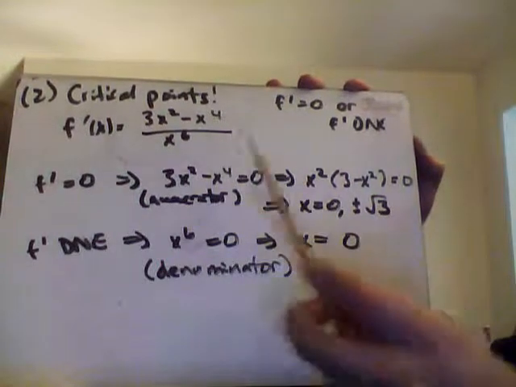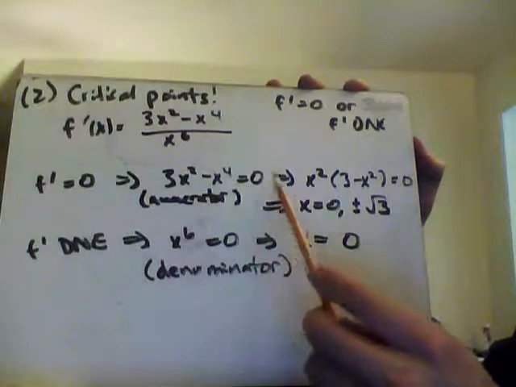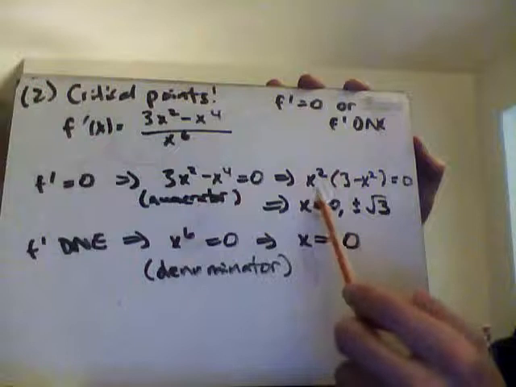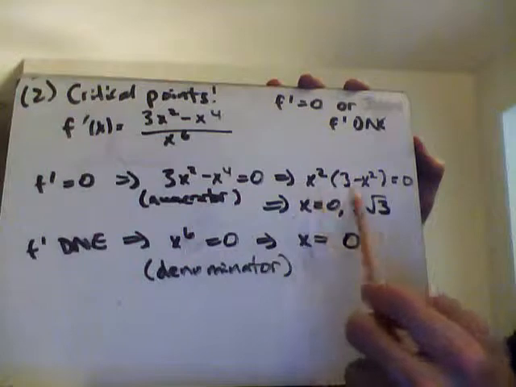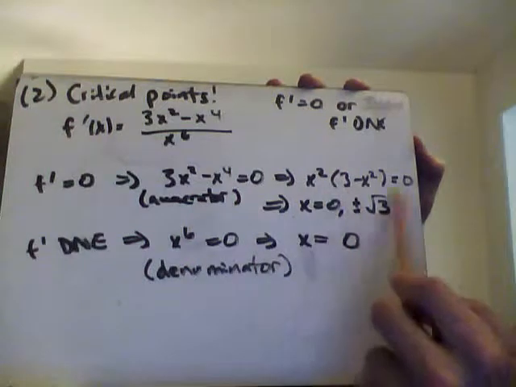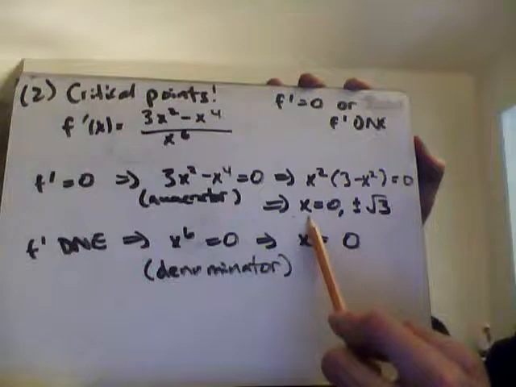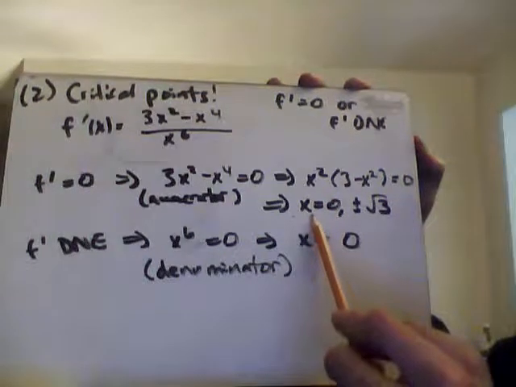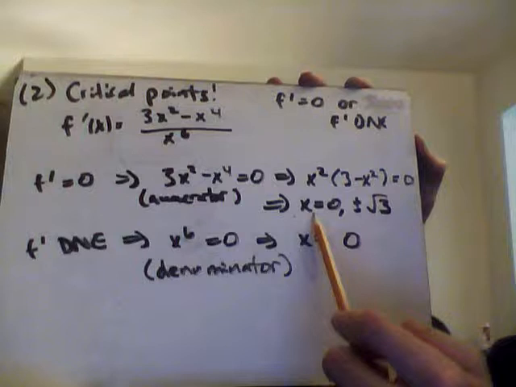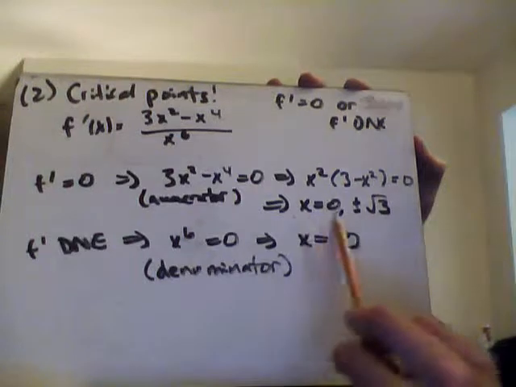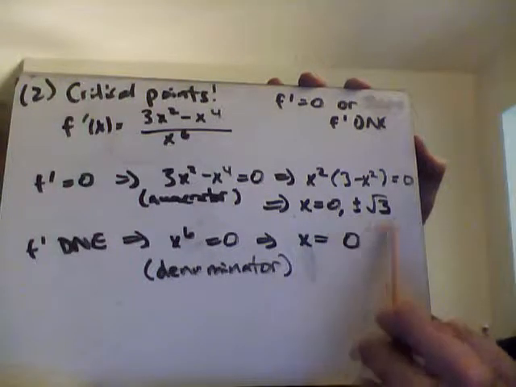In this case, our numerator is 3x squared minus x to the 4th. When we set that numerator equal to 0, we can factor out an x squared, and we get x squared times 3 minus x squared is equal to 0. This leaves us with 3 critical points from where the derivative is possibly equal to 0. I'm going to explain what I mean by possibly in just a minute. Those points would be x is equal to 0 and x is equal to plus or minus root 3.